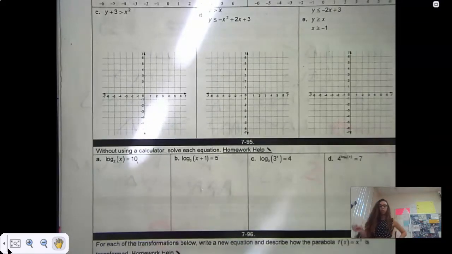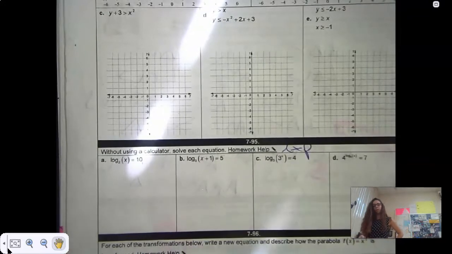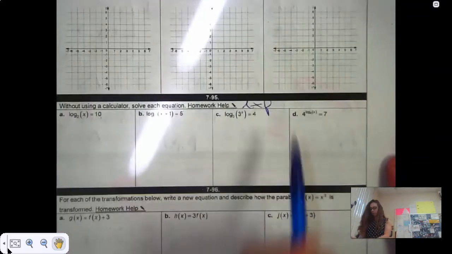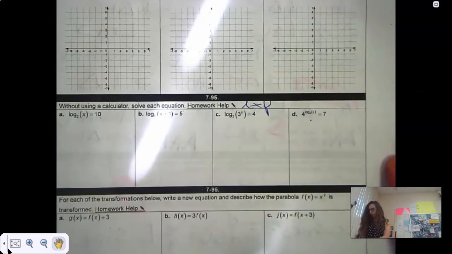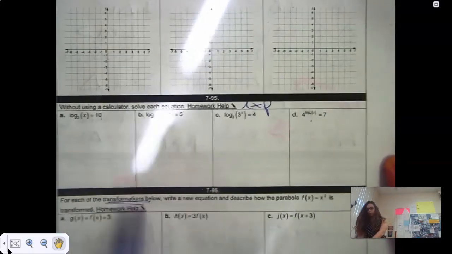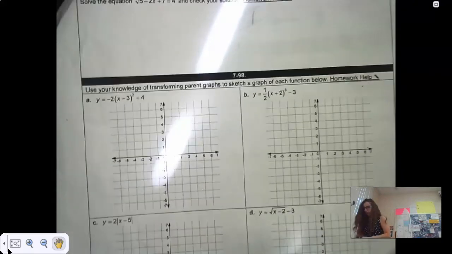Remember, if it's in log form, you have to change it to exponential form, and then you can simplify. And some of you go, it is in exponential form. Well, kind of, but there's a log, so you can simplify a little bit. This is describing the transformations. You can do that. I like that. This is a really good homework. Hint, hint, nudge, nudge. Okay, this one, solve it.